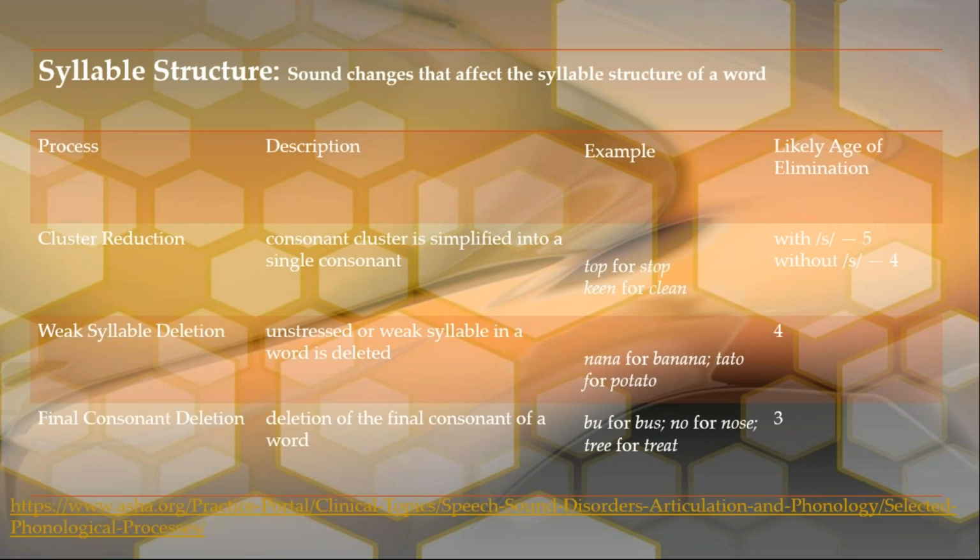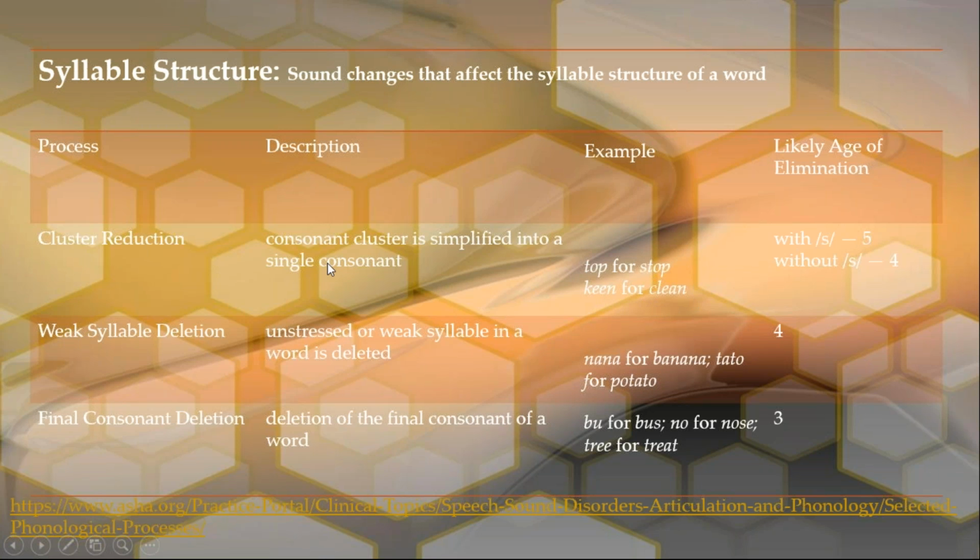And then the last one I'm going to go over is syllable structure. So this is when sound changes affect the syllable structure of a word. If you're looking at cluster reduction, basically a consonant cluster is simplified into a single consonant. A consonant cluster is 2 consonants together that make a sound. So ST makes a st sound. So basically they're taking away that harder sound and simplifying it from stop to top. So they're taking apart that cluster and just simplifying it. And instead of saying clean, they're saying queen.